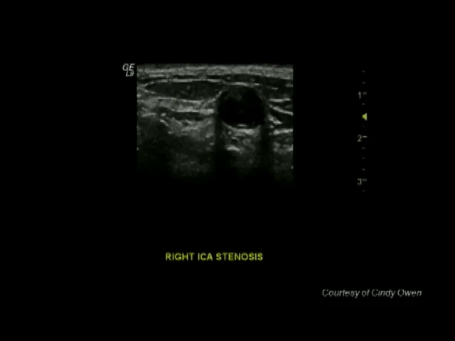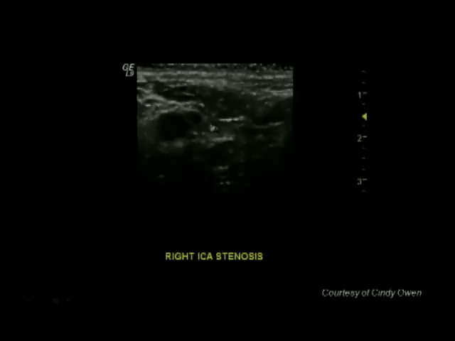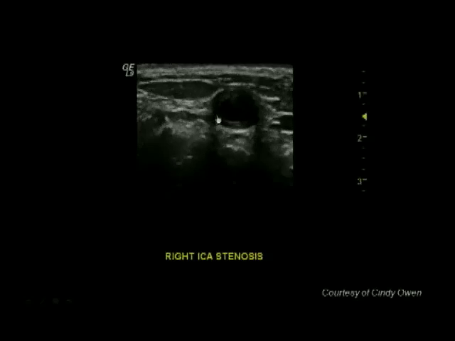This here now is an example of the transverse sweep, and here you can see the common carotid artery at the base of the neck. And play that for you. Here's the common carotid artery, a slow transverse sweep to the angle of the bifurcation. And you can see where the carotid artery bifurcated.